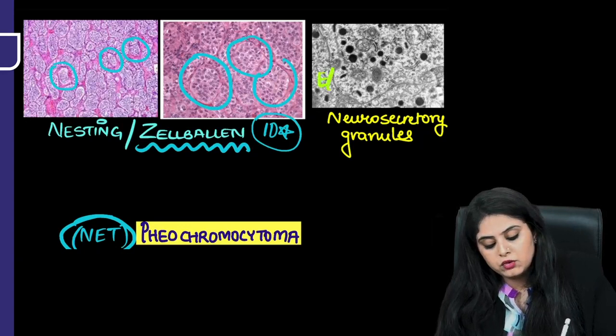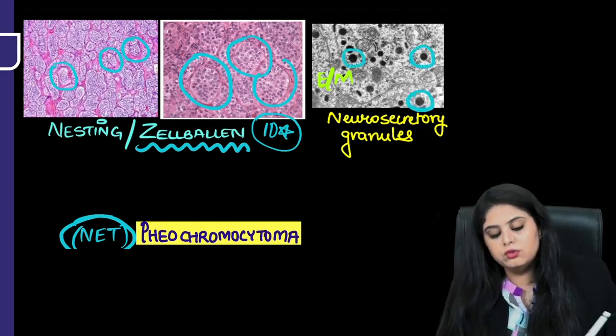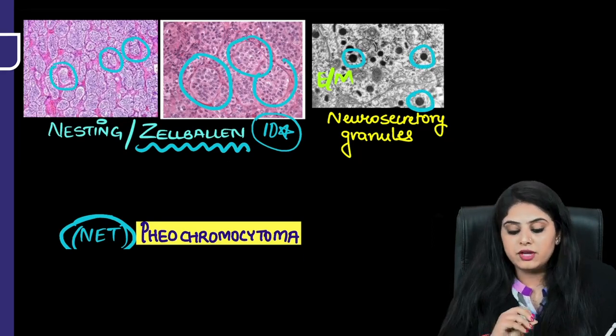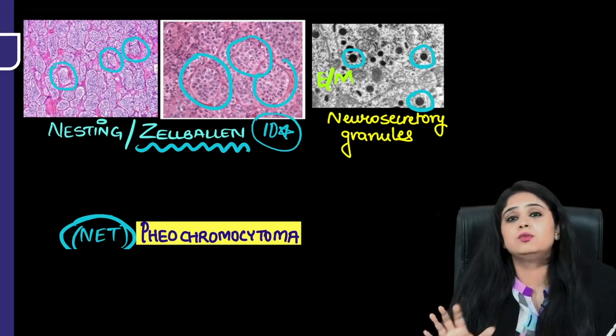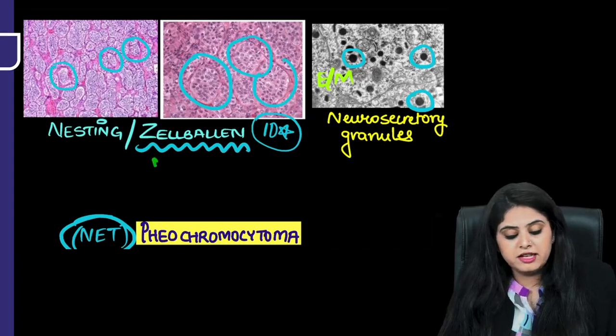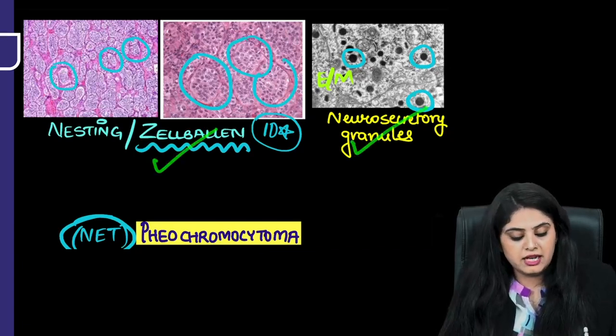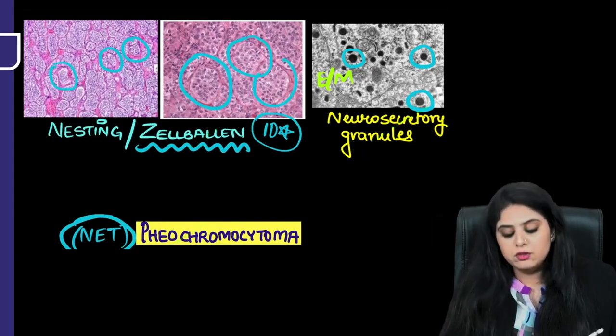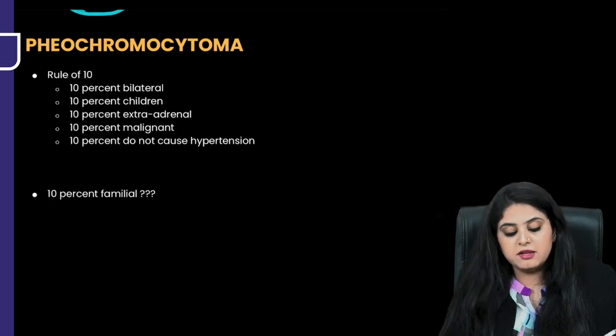On electron microscopy, you will be seeing these big round black things called neurosecretory granules, which I have shown you for every electron microscopy in every neuroendocrine tumor. So if you see the Zellballen pattern with the neurosecretory granules, you know you are dealing with pheochromocytoma, and that follows the very famous rule of 10.